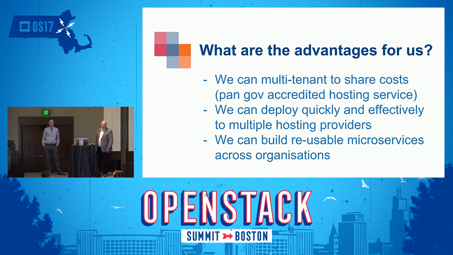We could also go to multiple hosting providers if need be, which is a good thing. Be redundant across suppliers, put it in AWS if we wanted to, other OpenStack carriers, which is a good thing. I mean, literally just give me a different API endpoint and boom, it's up and running. And once again, build reusable microservices across the organizations, which seems to be the latest and greatest thing that's caught hold in the market.